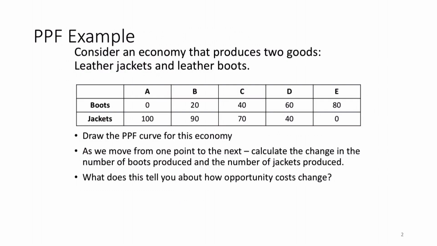So let's look at a numerical example here to understand the PPF a little bit more. Here, let's consider an economy that's producing only two goods, leather jackets and leather boots. On this table, you can see the production combinations of boots and jackets at each point. With this table, what we want to do is draw the PPF curve for this economy, labeling each of the points. We want to calculate the change in the number of boots and number of jackets as we move along each point and along the PPF curve. And we want to understand, what is this telling us in terms of opportunity costs? So let's get started.